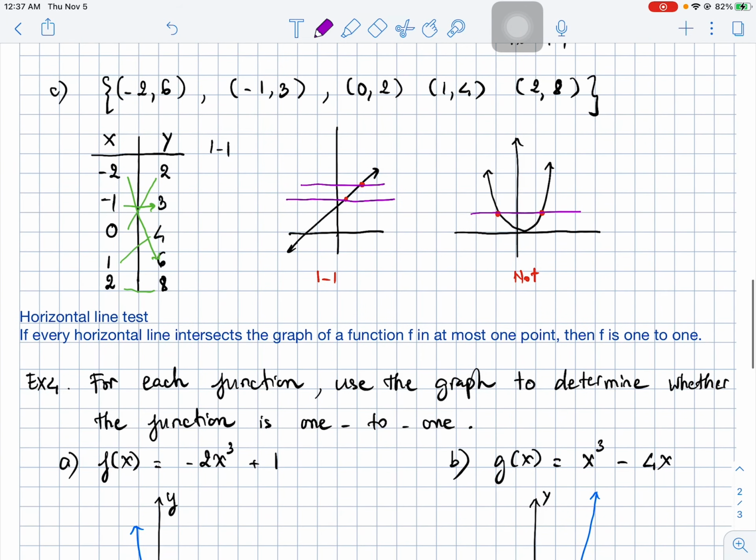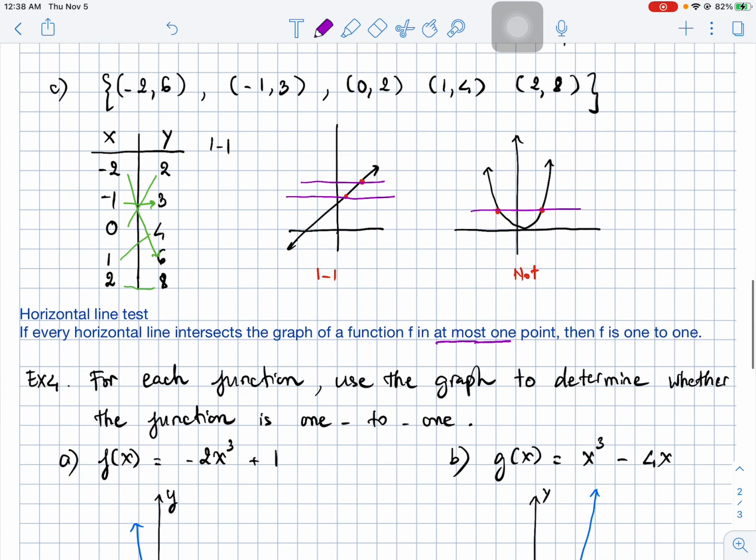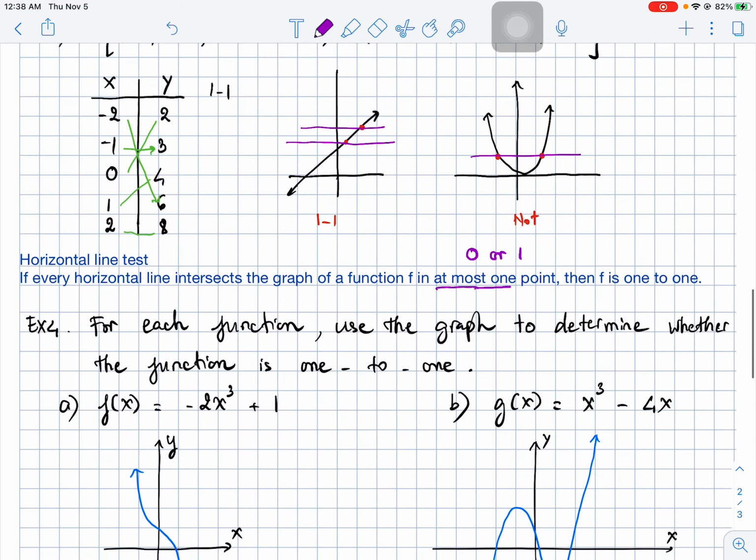So we have a definition of the horizontal line test. If every horizontal line intersects the graph of a function f in at most 1 point, then f is one-to-one. The words at most mean the maximum is 1 point, or there can be no point. At most 1 point means no point or 1. So the horizontal line does not have to meet the function, or it meets the function at 1 point.